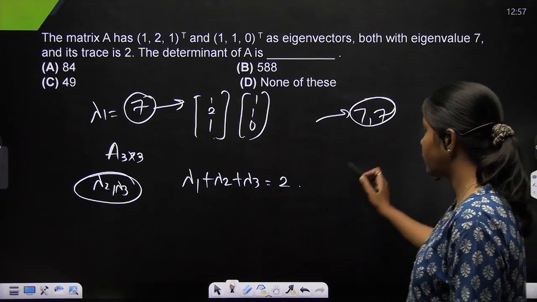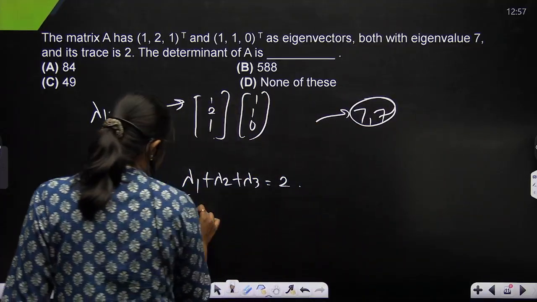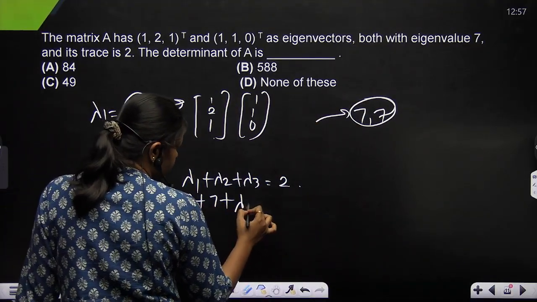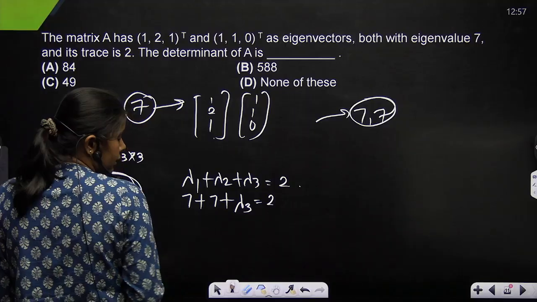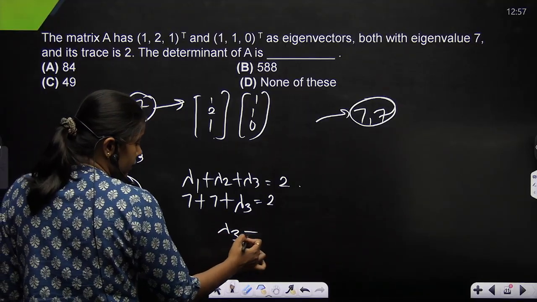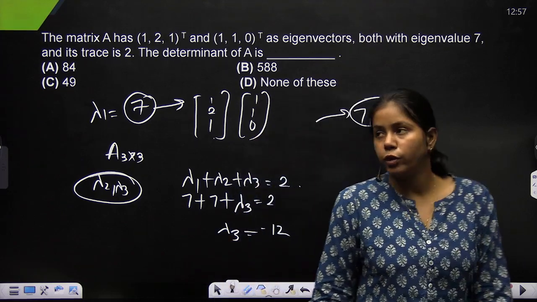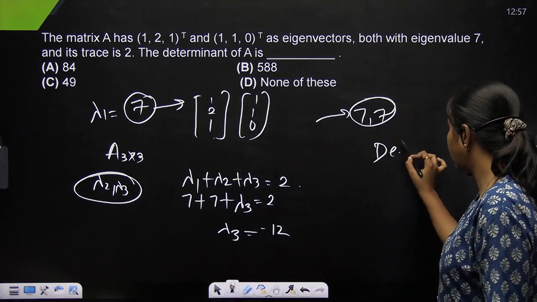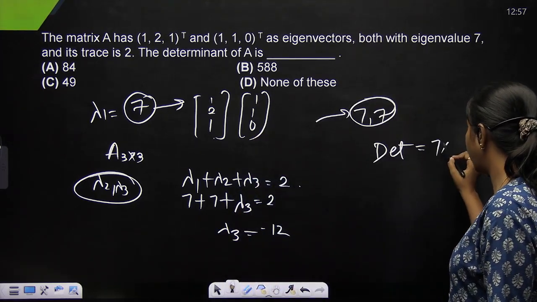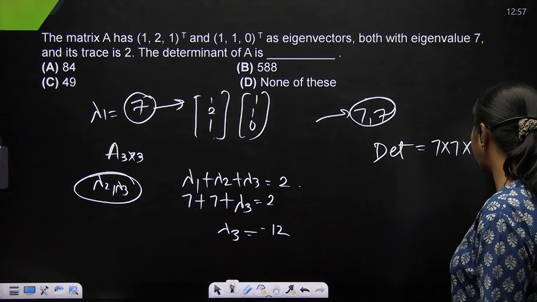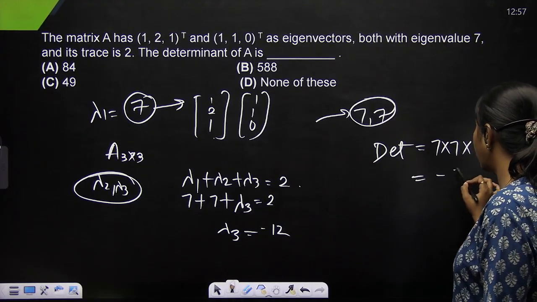7 would occur 2 times. So lambda 1 is 7, lambda 2 is 7, 7 plus 7, lambda 3 you would be able to find out using this trace condition. So we will get minus 12. So what is the determinant here? What would become the determinant? Determinant would be 7 into 7 into negative of 12. That would give me negative of 588.